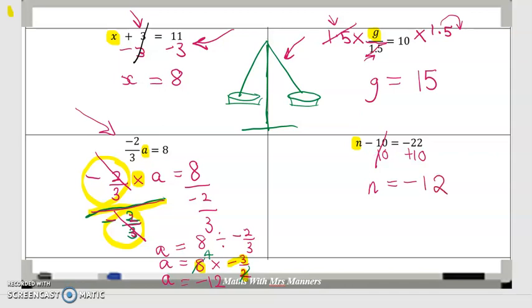If you decide that you want to check your solution, which you really should be doing, don't forget, you can just replace the pronumeral with whatever your solution is. Let's check it. Minus 12 minus 10 is minus 22? Yes, it is. So that means this solution must be correct.